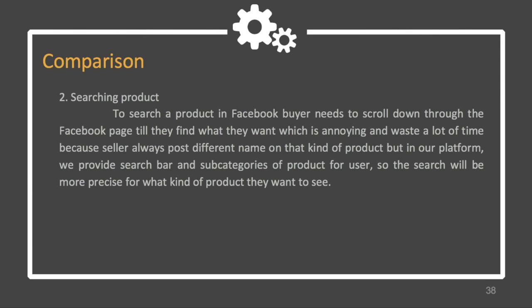And the second one is searching product. To search for a product on Facebook, buyers need to scroll down through the Facebook page until they find what they want, which is annoying and wastes a lot of time because sellers always put different names on that kind of product. But on our platform, we provide a search bar and subcategories of product for users, so the search will be more precise for what kind of product they want to see.